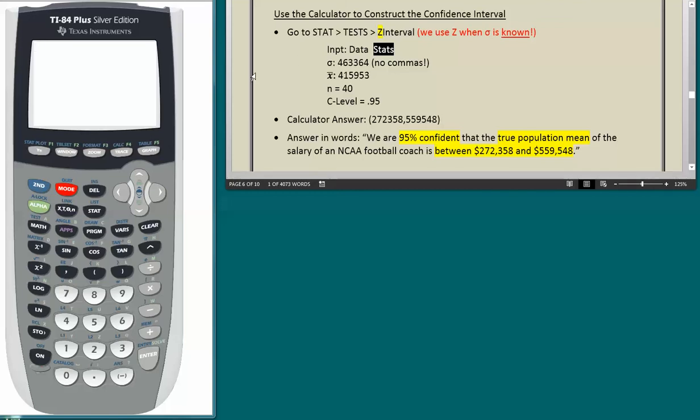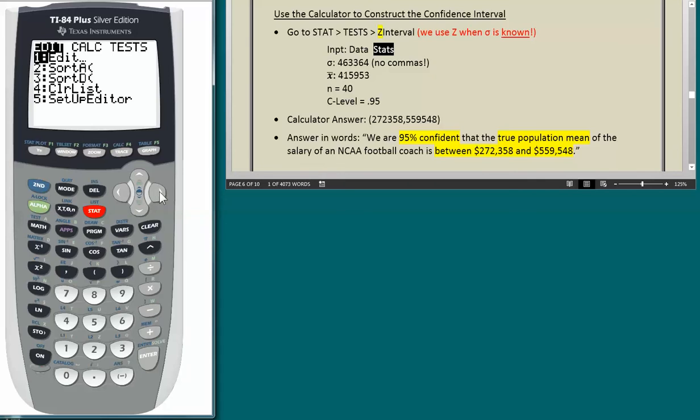So let's go do that on the calculator over here. We're going to stat. We're going to scroll over to tests. And now we're looking for z interval. So we're going to go down here. You see here, by the way, you see z test. That's not z interval. That's a different thing. But here you see z interval down here. So we're going to scroll down to z interval and hit enter.